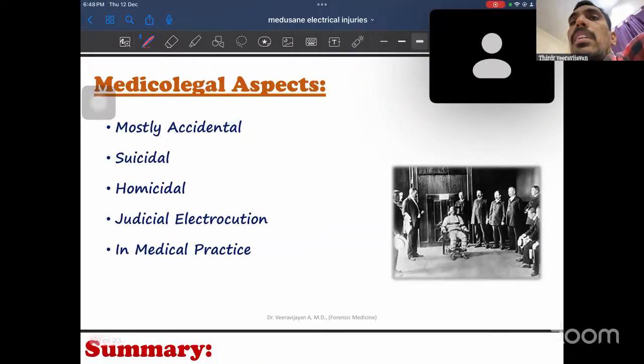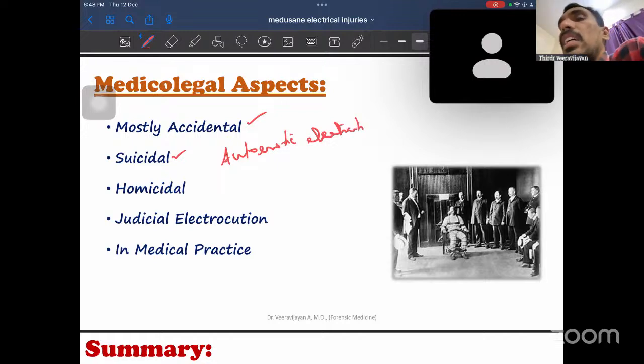Coming to the last part, medico-legal aspects of electrocution. These electric deaths are mostly accidental, while working with household appliances or for commercial purposes. Those who work with electricity are more prone to get electrocuted. Some cases have been reported of self-inflicted electrocution as a plan of suicide. Another thing to note here is autoerotic electrocution.